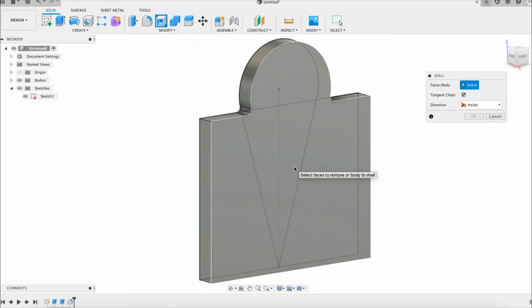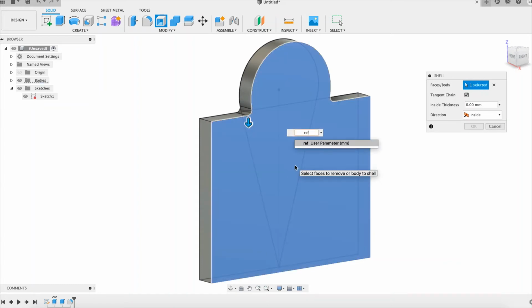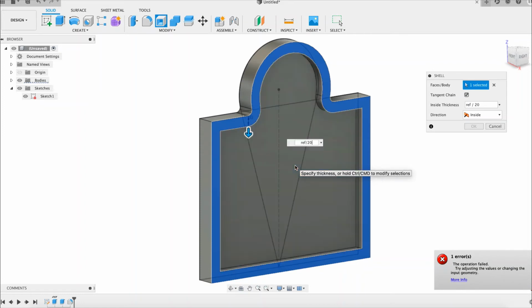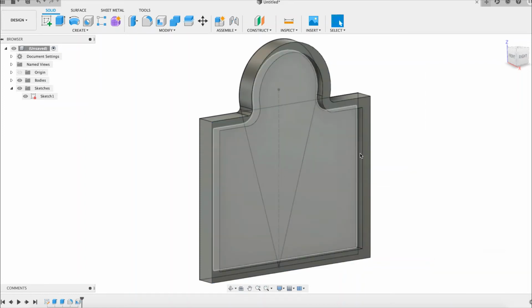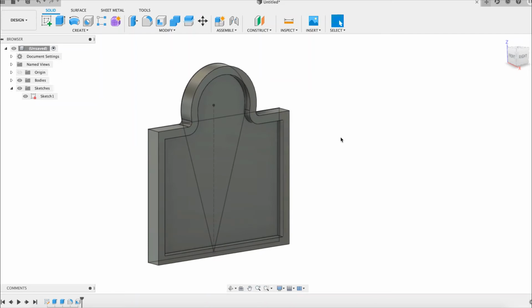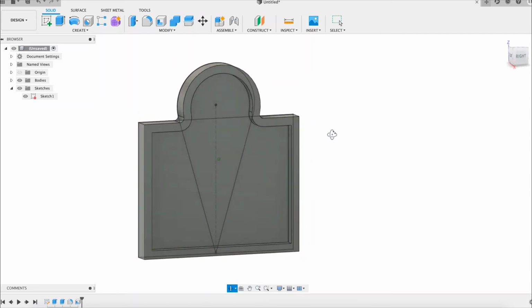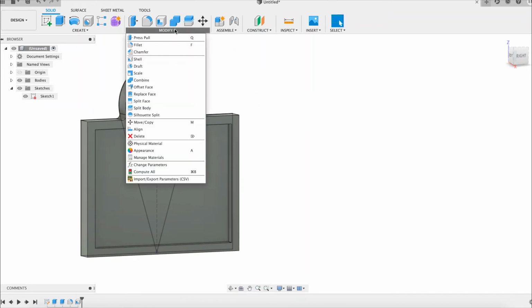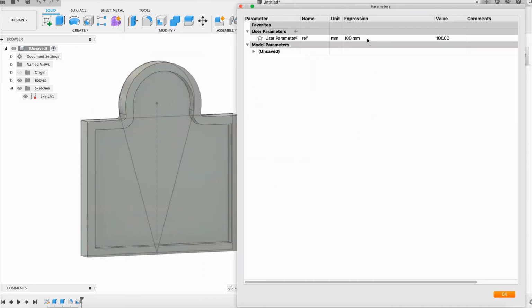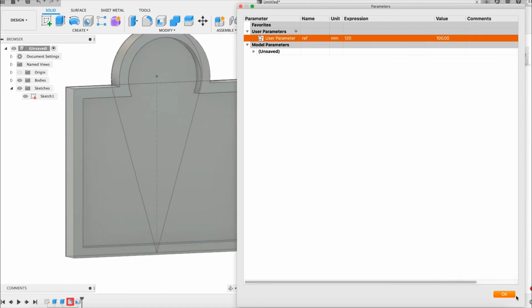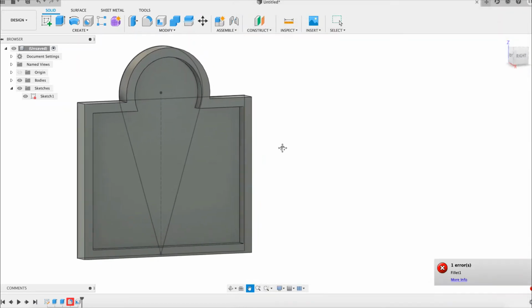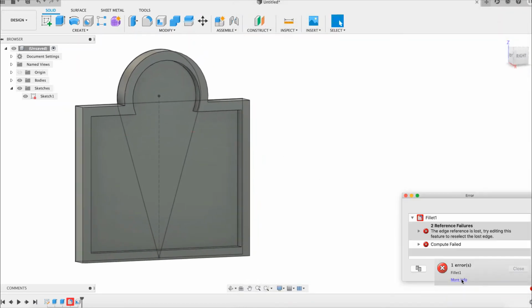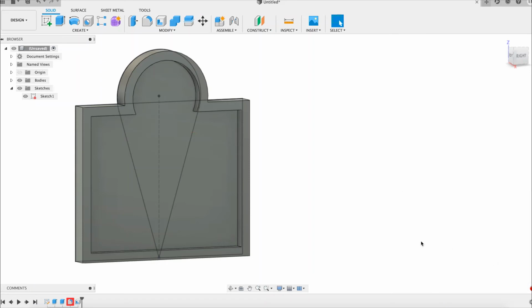Shell of the resulting body, ref divided by 20. The model is finished for the purpose of this talk. What happens now if we change the parameter ref to 120? Fusion 360 indicates an error has occurred. During the reconstruction it was unable to find the edges on which it had previously taken a fillet.